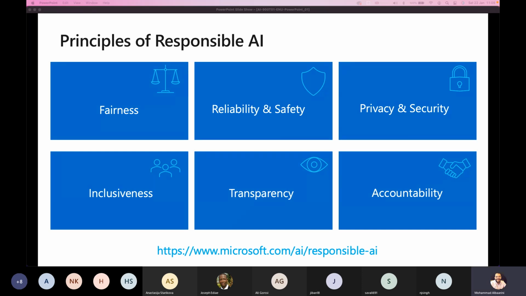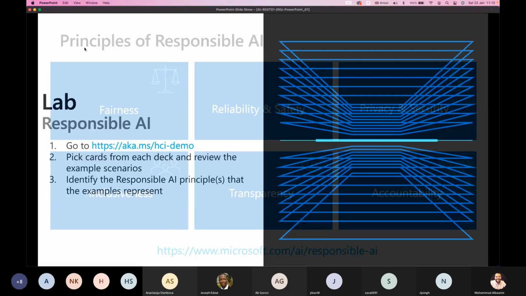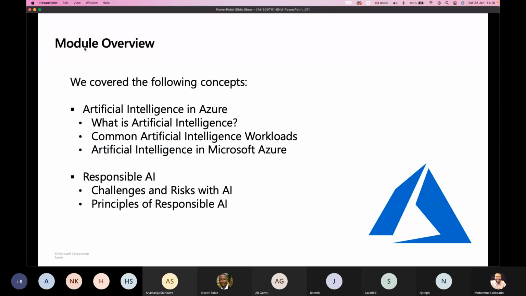So, how are we, guys, with the lab, small lab, I guess. It's just for you to understand the principles of responsible AI. Are we all good so far? I'll consider the silence as a yes.